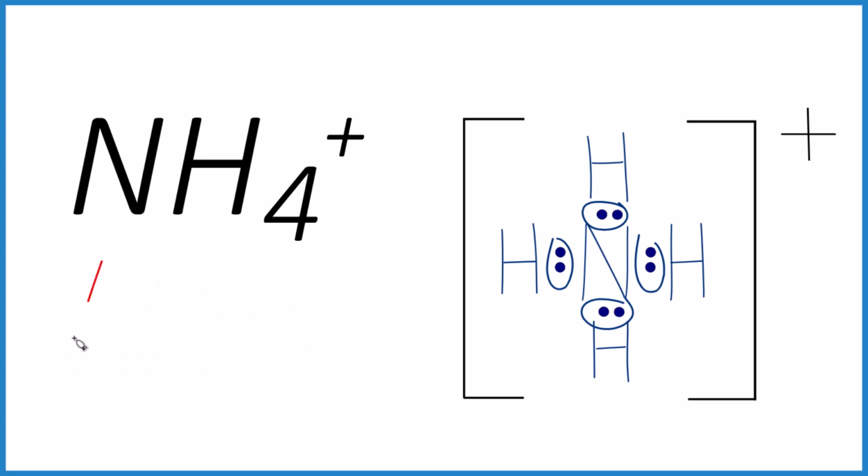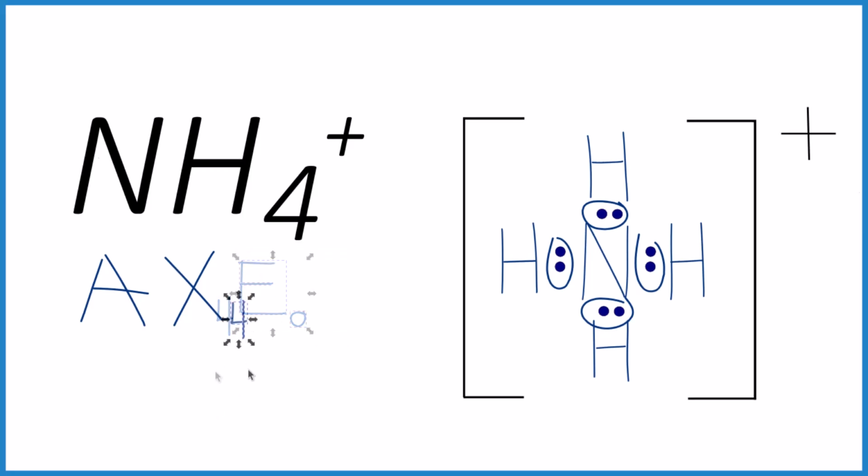If you're using the AXE notation, A is the central atom, that's the nitrogen. We have 4 things bonded to it with 0 lone pairs. So we could just get rid of the E here, and we'd have AX4. If you look that up, AX4, that is tetrahedral. So that's the molecular geometry for NH₄+.